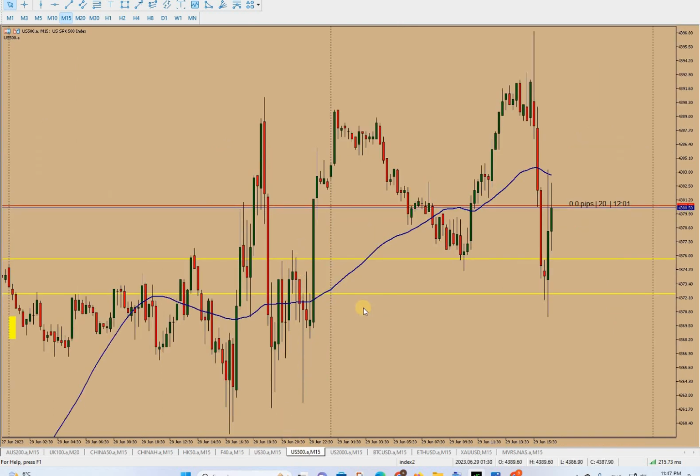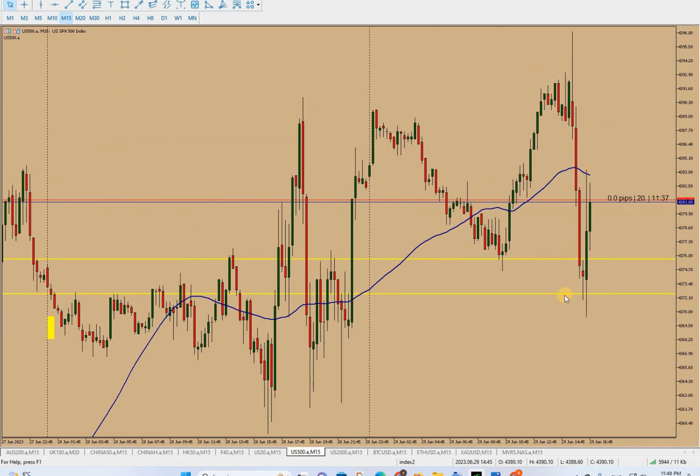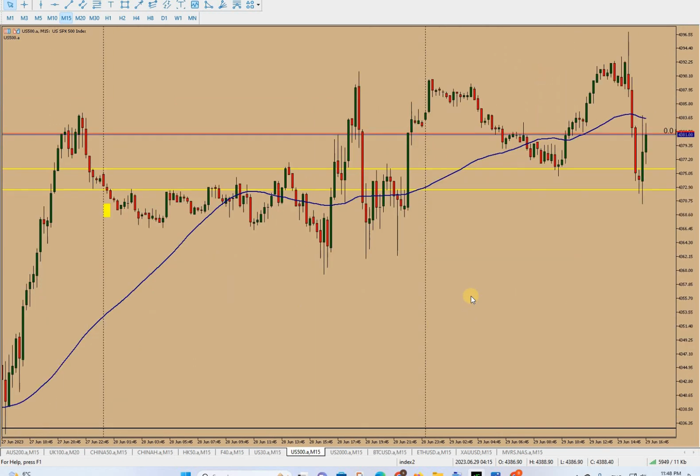Then we have US 500, same thing. We were looking for this area, and as you see, market came down and went up, hit the level twice. Once, twice, TP1. Once, TP1, twice, and TP2. And you can see that market came back, and again now. So this was for US 500.